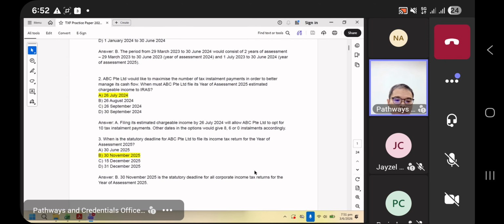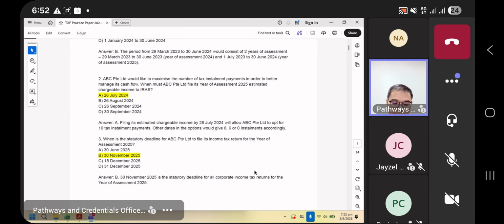Okay, so on part 3, the answer is B, the statutory deadline. So you will have to file for the financial period that is ending 30th June 2024, that would be YA 2025. So for all YA 2025 tax returns, the filing deadline will be 30th November 2025.